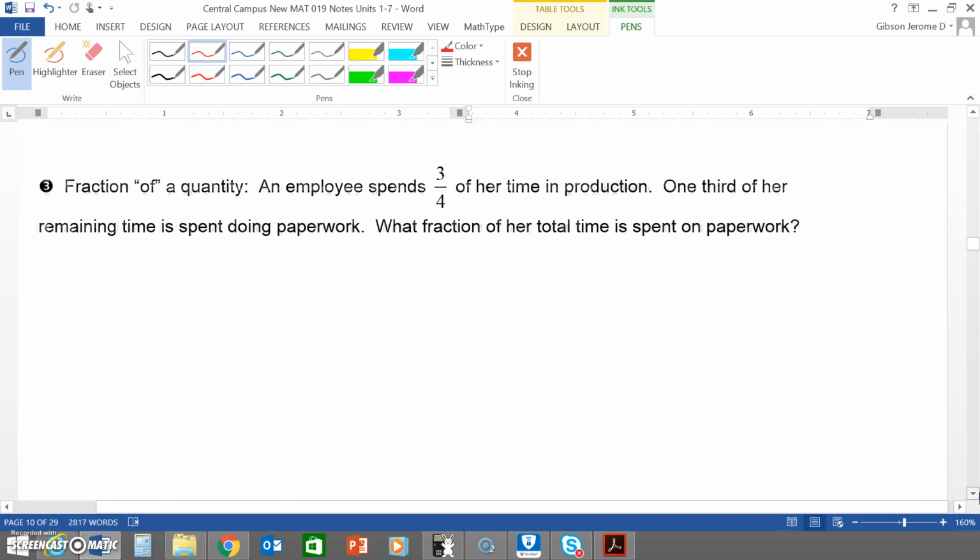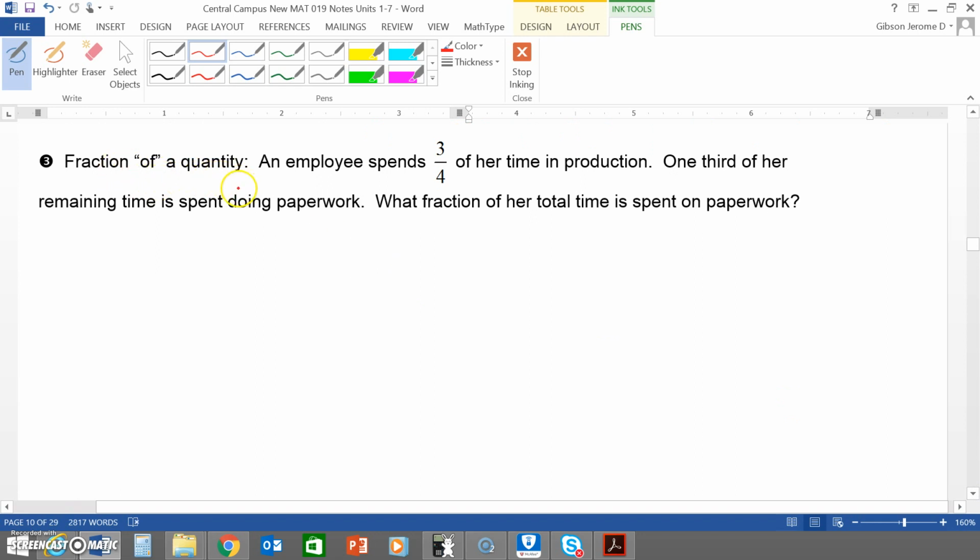Now, we go here to number 3, fraction of a quantity. An employee spends 3/4 of her time in production. 1/3 of her remaining time is spent doing paperwork. What fraction of her total time is spent on paperwork? Okay, so now we have 3/4, so the total amount of time she has is 4/4. She spent 3/4 of that time in production, so we could subtract off 3/4. So that would leave 1/4 time left.